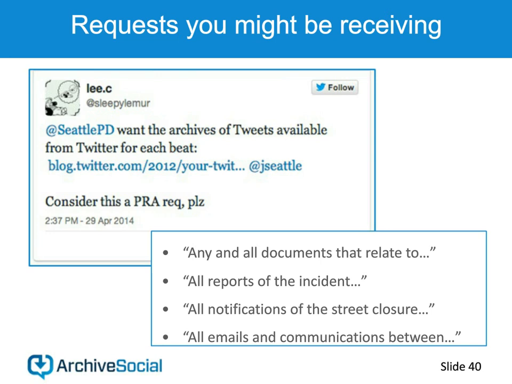Seattle PD directed the citizen to fill out their public records form on their website, but did acknowledge this as a real public records request because the citizen wanted to see whether Twitter.com no longer had the information. Did Seattle PD have a better archive of what was actually put out there, because what he was seeing online was not accurate? Now, that's a very specific incident. Most agencies we work with, although some are now receiving specific requests around social media, most have not received a request like this, but they are receiving requests that you see in the bottom right there on the slide that they've always received. Any and all documents related to, all reports of the incident, all notifications of the street closure, all emails and communications.